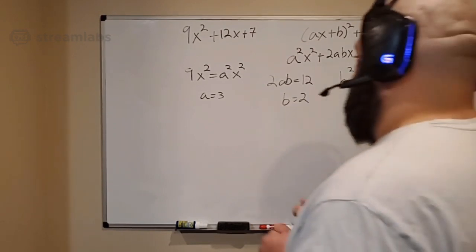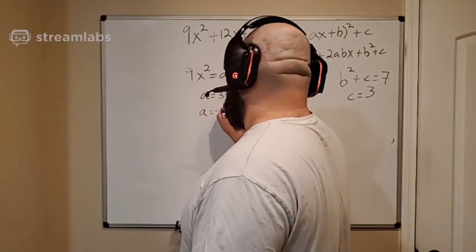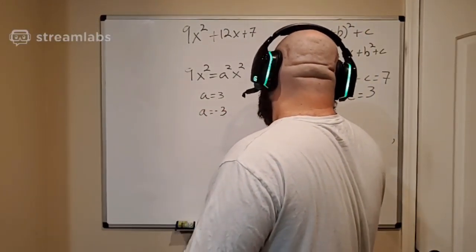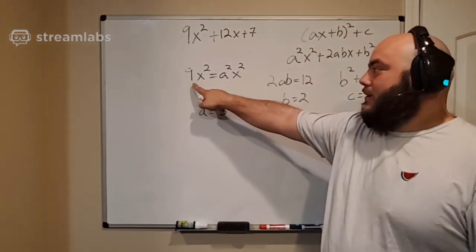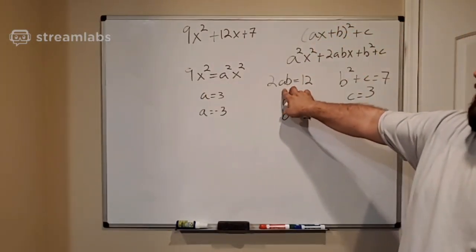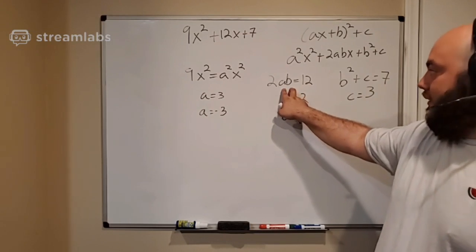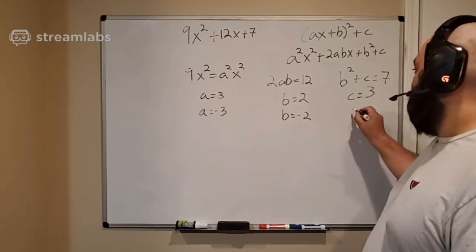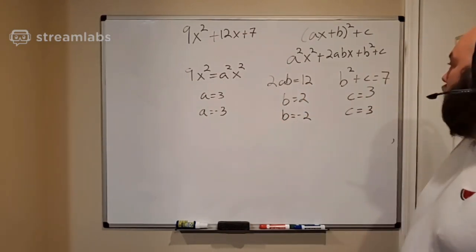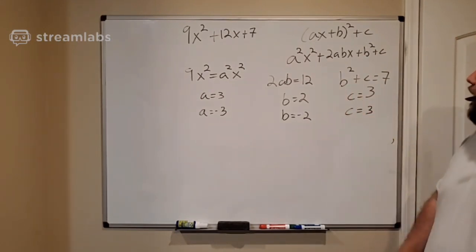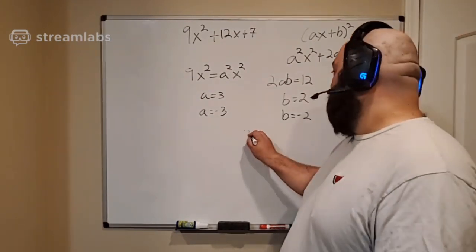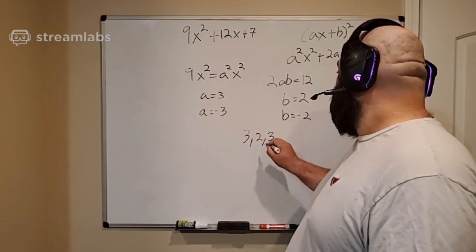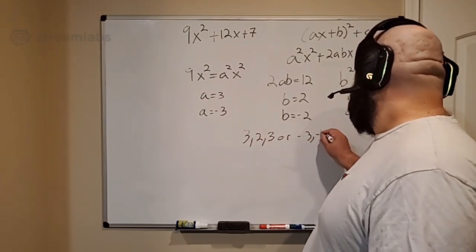If a is negative or positive, I still get 9. And if both a and b are positive or negative, I have 2 sets of answers. That doesn't affect your c value, because it's b squared, so that won't matter. But you have 2 answers, so it could be 3, 2, 3, or negative 3, negative 2, 3. Either answer does not affect your answer to part B.